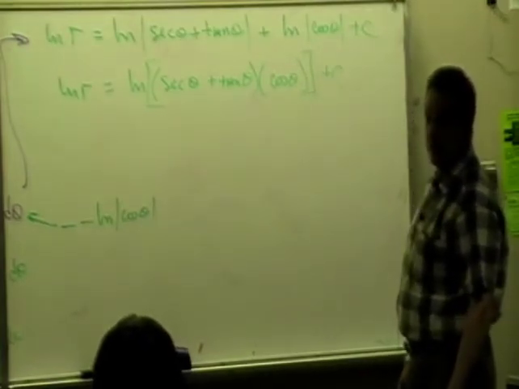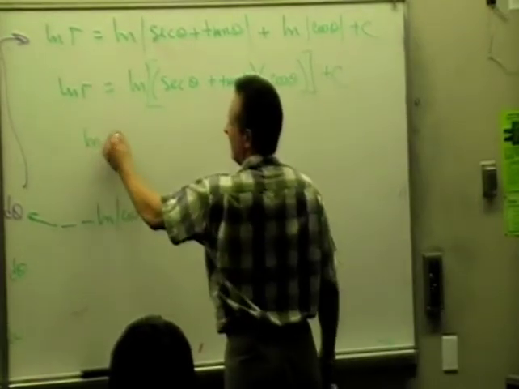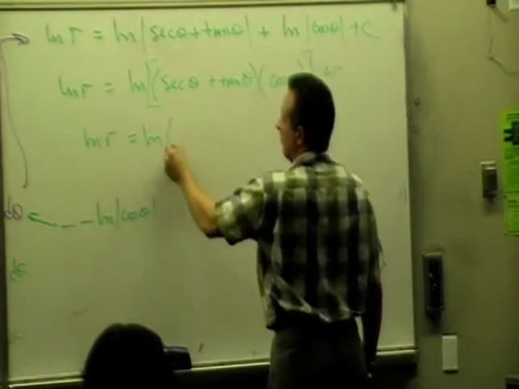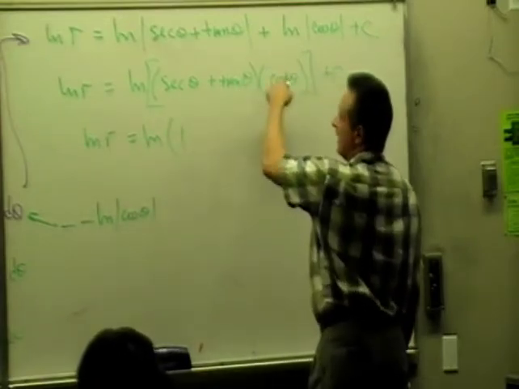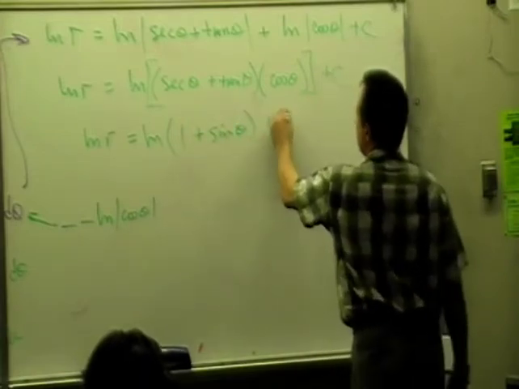I'm sorry? 1 plus sine. Yeah, what's the secant times the cosine? Equals the ln of, these are reciprocals, that's just going to give you a 1. And this is the sine over the cosine, cosines cancel, you get plus sine of theta plus c.